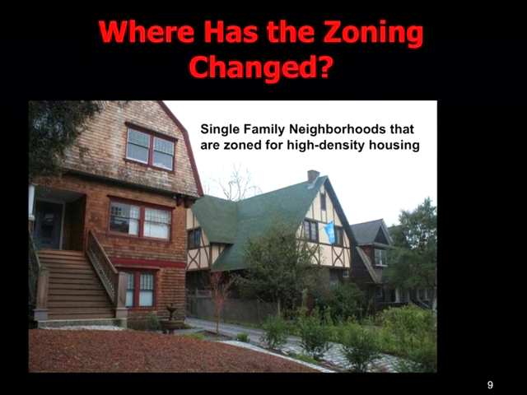First, mostly single-family neighborhoods that have been zoned for high-density housing in the past. These homes in the Piedmont Avenue neighborhood are zoned for high-density housing today. Under current rules, each of these homes could be demolished and replaced with apartments. In this case, rezoning to a much lower density has been proposed.